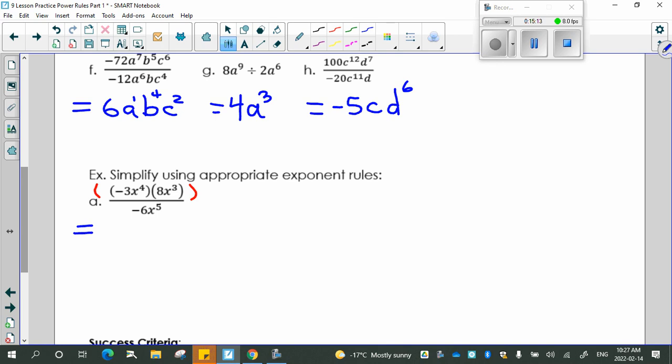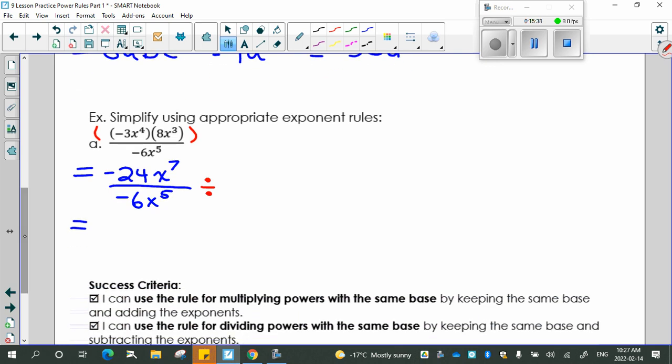Molly. Good. Okay, so we multiplied the negative 3 and 8 to get negative 24. x to the 4th times x to the 3rd is x to the 7th. So there's our first simplify step. Now we have to recognize that this is a divide sign now, a vertical divide. So my second step would be, Jacob? Negative 24 divided by negative 4.